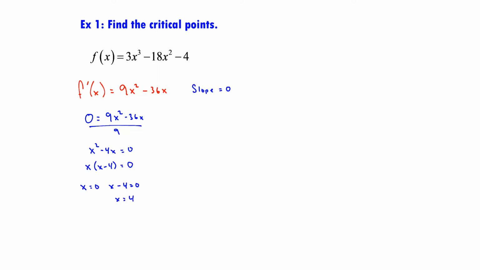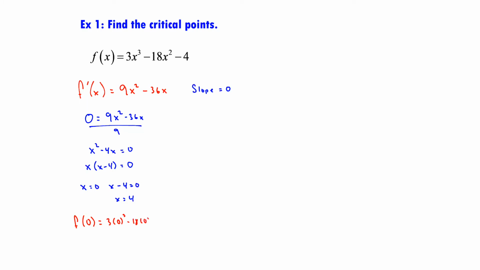So now we want to find the critical points. We want to find what they are. And so now we can plug those back into the function. We don't want to plug them back into the derivative. If we plug it back into the derivative, we should get a slope of 0. We already know that. So now we want to plug it back into the function. This will give us the y-coordinate of the point.